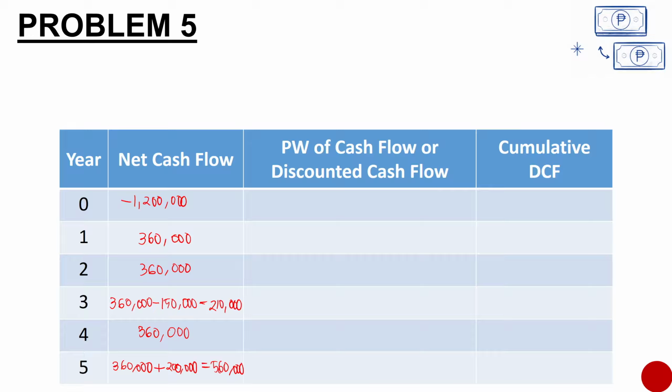The first thing that we are going to do is discount the cash flow. By saying discount, it means that we are going to get the present worth of the cash flow. That is just the thought of this one. So let's start. By the way, let me just write our minimum attractive rate of return is 10%.